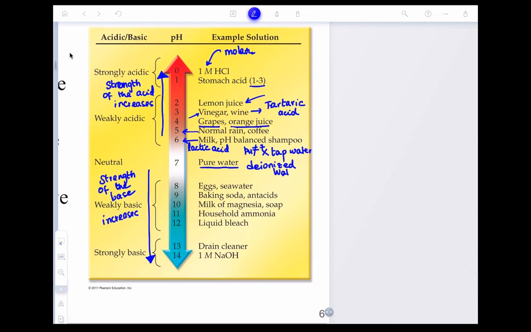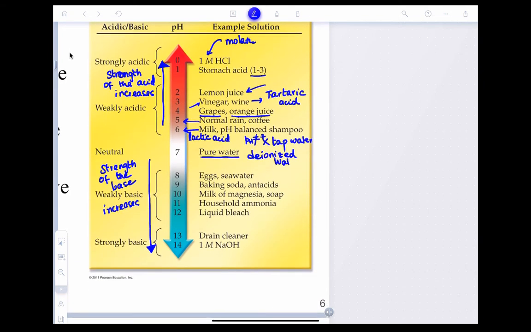And some really interesting ones, eggs, seawater. But what I really want to show you is the baking soda and the antacids. That's why when you have an acidity problem, when the stomach acid increases, the pH is going to drop. And you can obviously see why you would use milk of magnesia, Pepto-Bismol, on those kind of things to drop the acidity. Soap is actually slightly basic. It's quite basic because it uses sodium hydroxide. Household ammonia is your Windex solution. That is quite basic. Liquid bleach is quite basic.